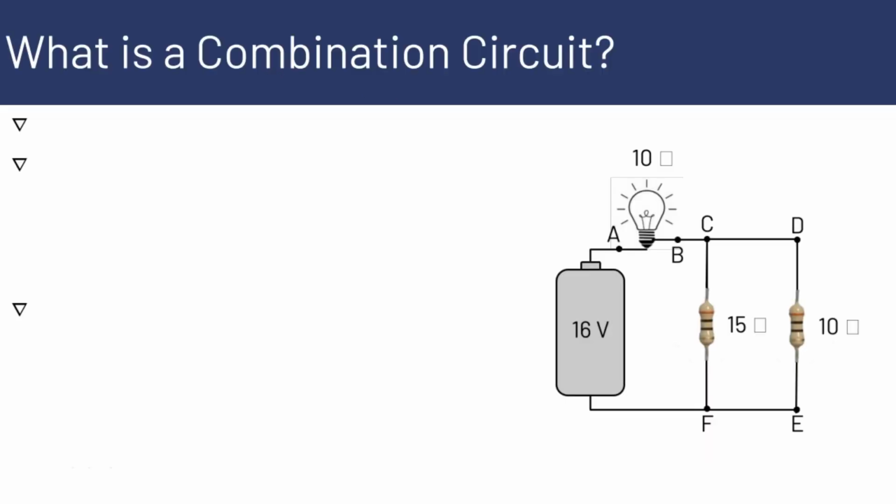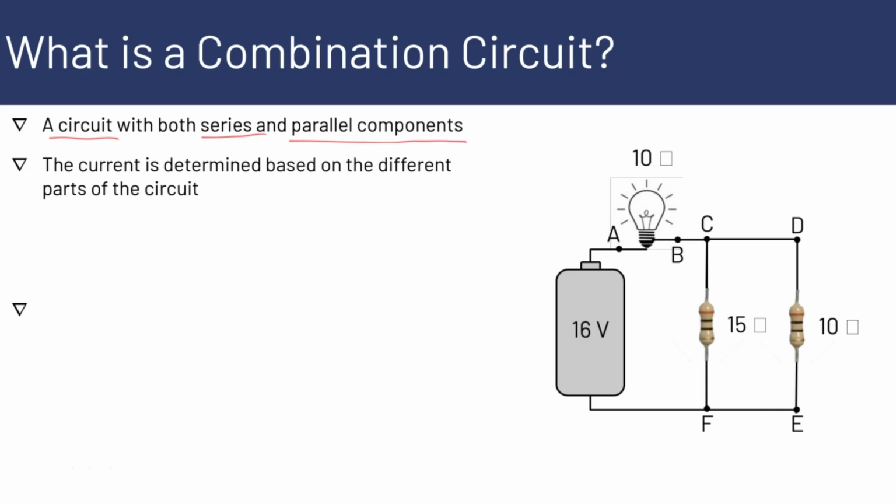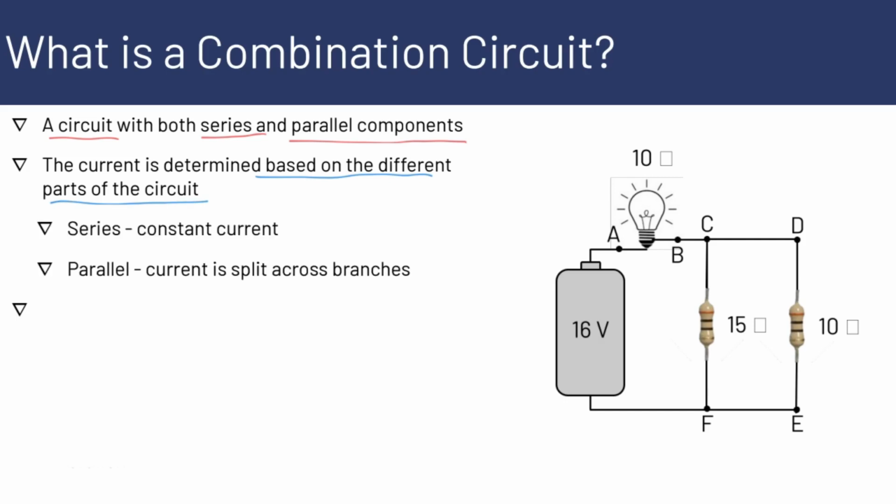So what is a combination circuit? A combination circuit is a circuit with both series and parallel components. The current in a combination circuit is determined based on the different parts of the circuit. For the series parts, the current is constant, and for the parallel parts, the current is split across the branches. So the current is different for each branch, potentially.